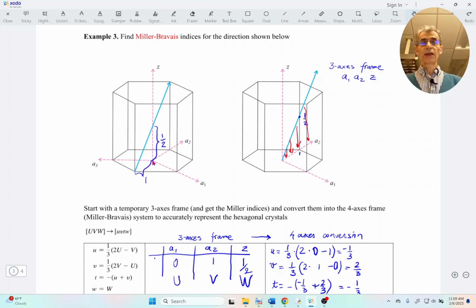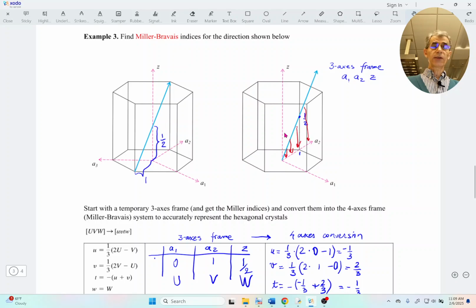It's much easier for me to move the vector than to move the coordinate frame. So, as in the previous example, we initially work with a 3-axis coordinate frame where we use only A1, A2, and Z, and then we convert to the 4-axis frame that will clearly define that direction in this hexagonal system. So after we moved it, we try to find those three axes coordinates. What are the projections?